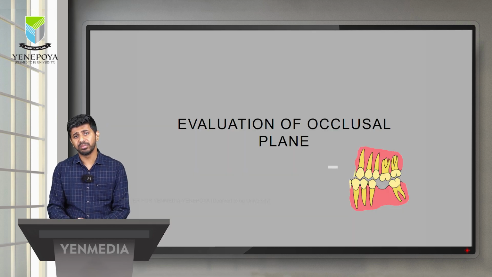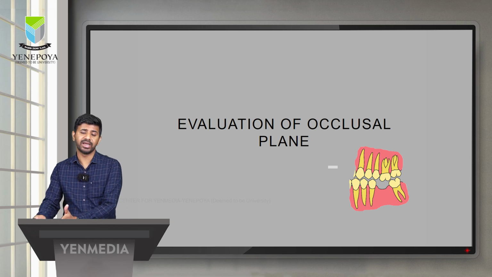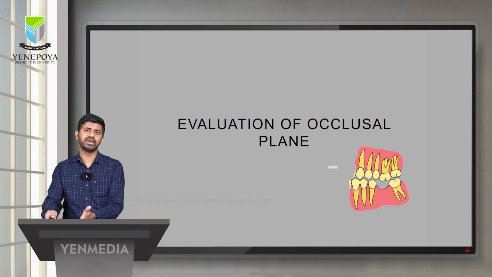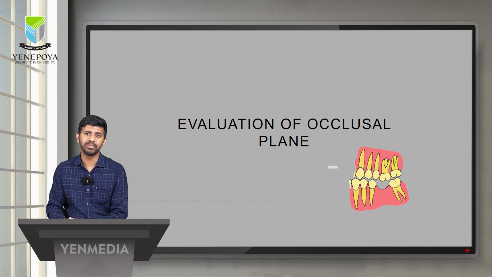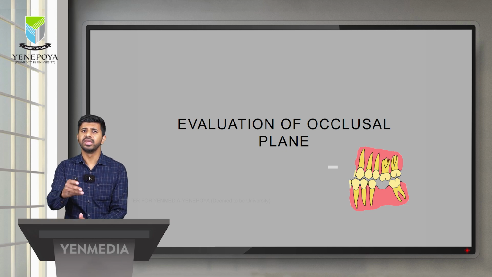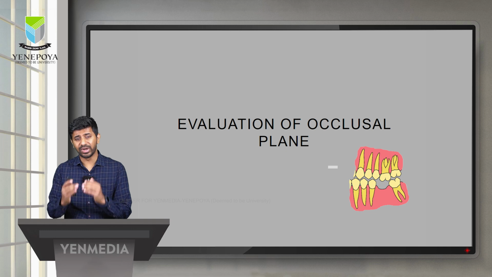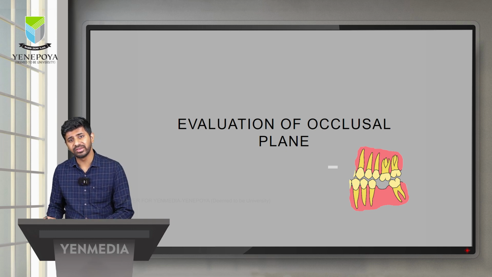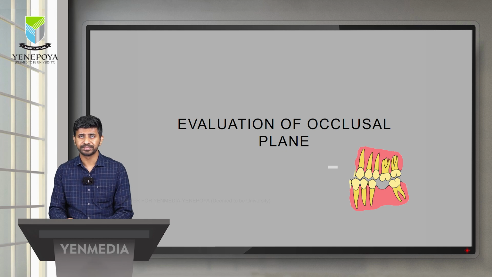So always remember, these types of mutually protected occlusion, canine guided as well as group function, are very important for the success of a prosthesis. If we don't assess this beforehand, it could be problematic. It could lead to interference of the crown over a period of time.